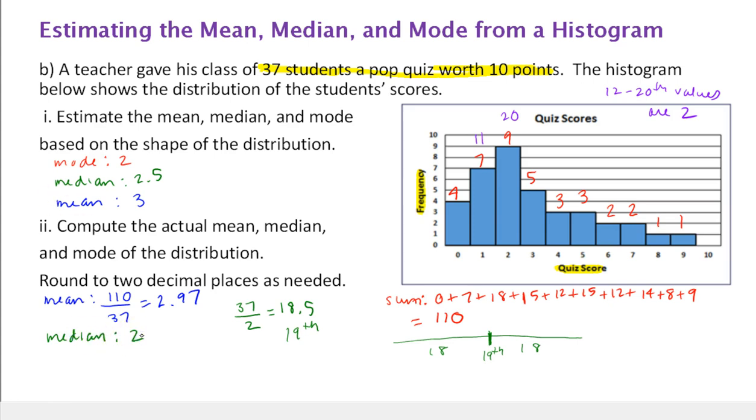So we estimated the median to be 2.5, and that would have happened if we had to average between a 2 and a 3. Notice the 19th value is pretty close to the 20th value. It was closer to 3 than it was to 1. So we were a little bit off, but that's because we were estimating, and that's okay. And then again, for the mode, we already found it. It's the highest frequency, which corresponds to 2.